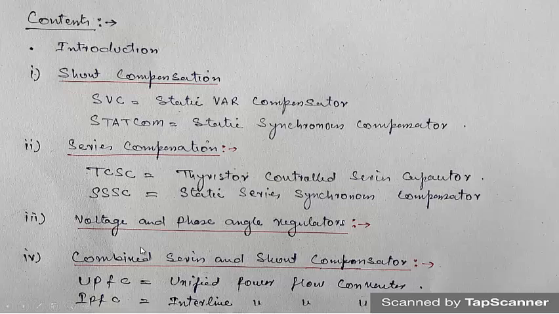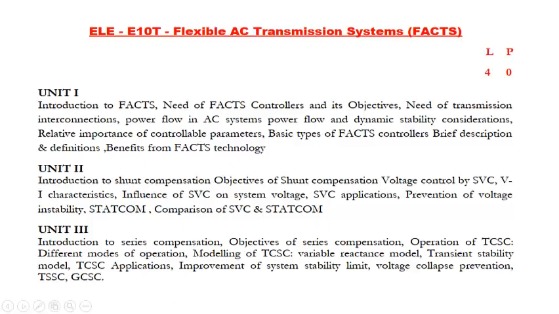And we may have voltage and phase angle regulators. Here voltage is usually controlled, here phase angle, that is delta, is controlled. In a nutshell, we have these types of controllers that we are going to discuss and learn in this subject. So this is the syllabus, the detailed syllabus. The contents are actually taken from this syllabus.